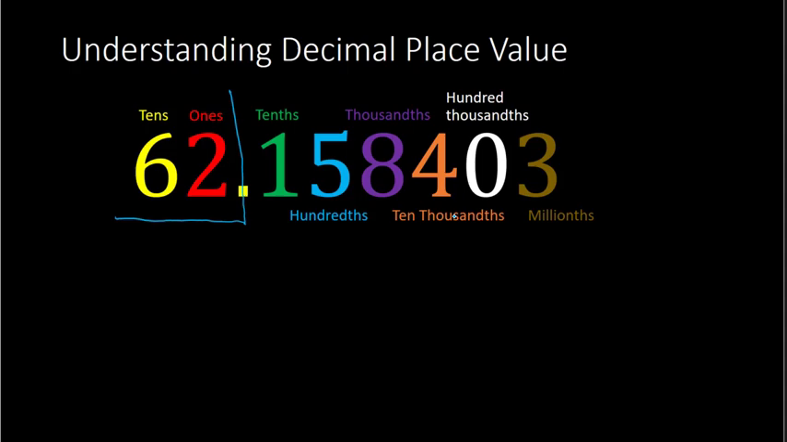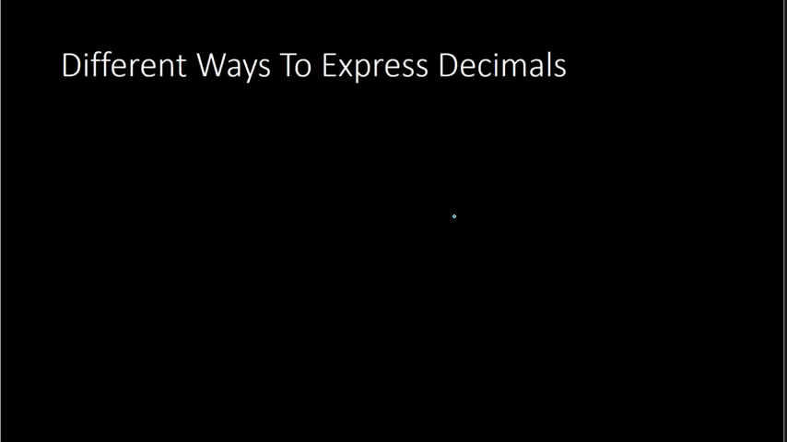Now with decimals, there are different ways to express these. So you can use standard form, which would be something like this, where you have 62.158403. We also have word form. So word form, we have 62, and then all this extra stuff at the end.